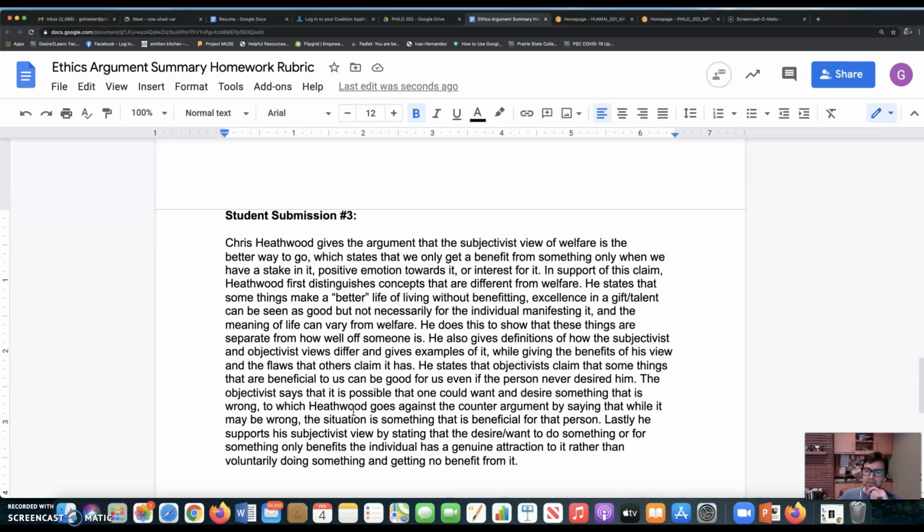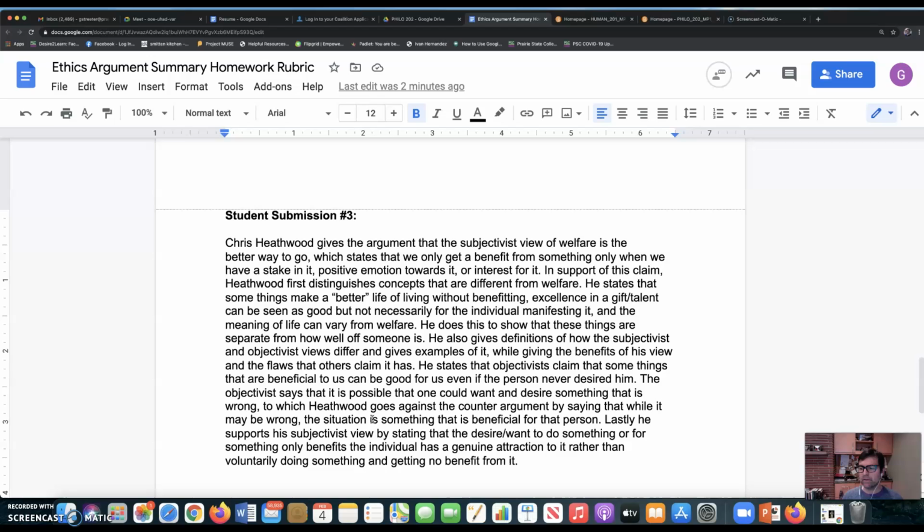He also gives definitions of how the subjectivist and objectivist views differ and gives examples of it. That sentence there is, I think, the more crucial part of his argument, right? And so the summary should focus more on that. Like, how does he distinguish the subjectivist view from the objectivist view? What examples does he give?